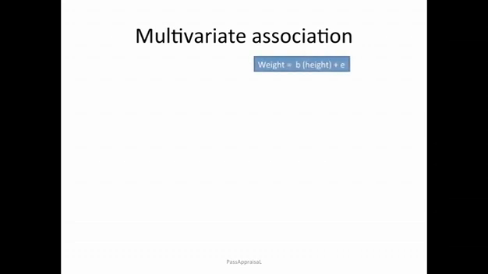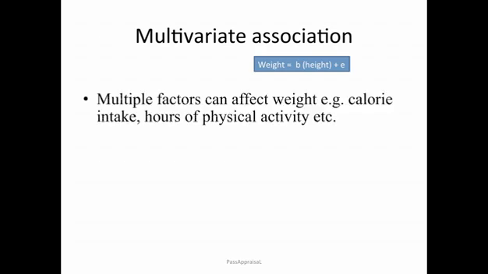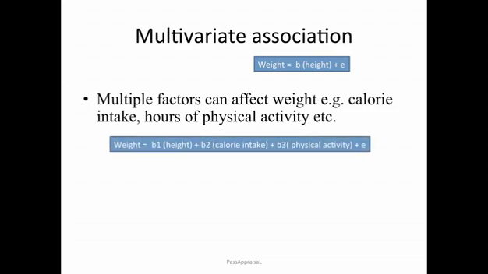In the previous example, we saw that weight is influenced by height. But is height the only factor that influences somebody's weight? Certainly not. There are other factors, such as calorie intake and hours of physical activity. So, if we construct an equation, such as the one shown here, we now have greater than two variables of interest. In this case, bivariate tests are not sufficient. We need multivariate tests. We can extend our linear regression to include multiple variables as shown here.